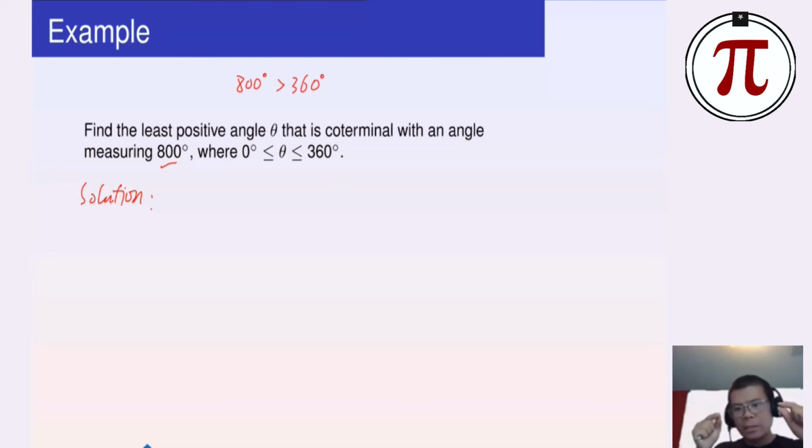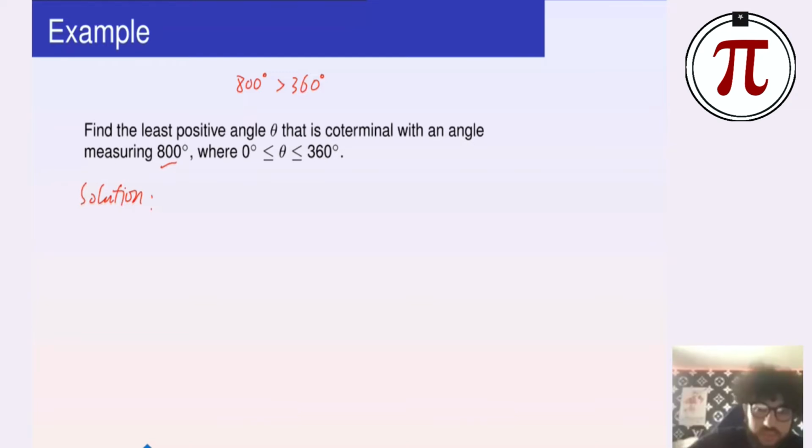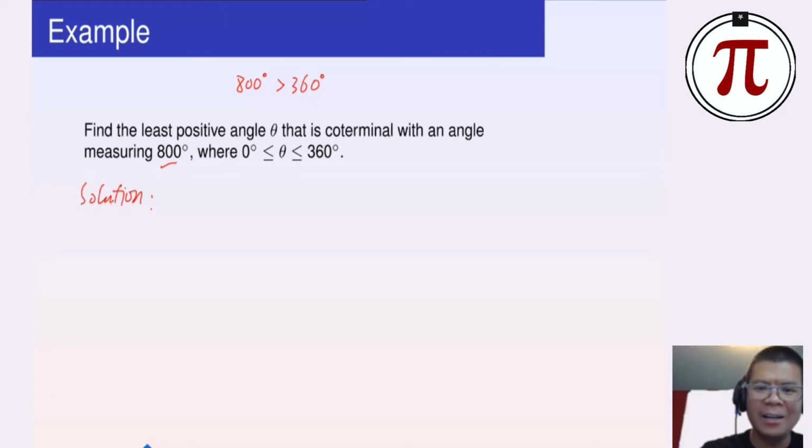Can it go another full rotation or not? Yes. So 2 full rotations. What are the degrees for 2 full rotations? 720. Yeah, that is 360 times 2, equals 720 degrees.